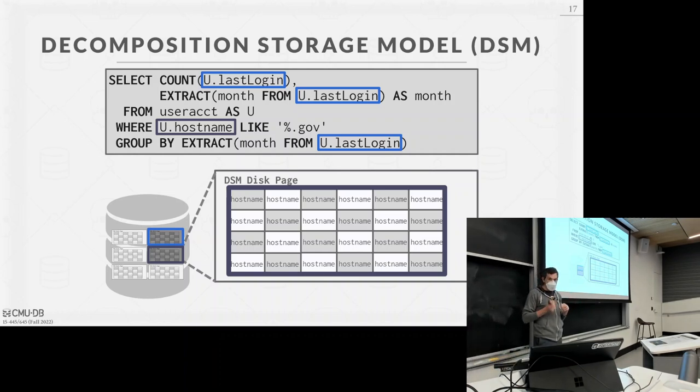But this is going to have so many other advantages, not just reduced I.O. The second half of this lecture is also about compression, right? But it becomes obvious why we're going to get great compression, because all the data within a single page is going to be within roughly the same domain.